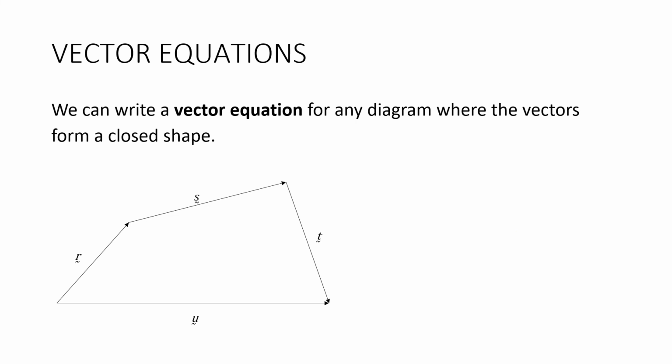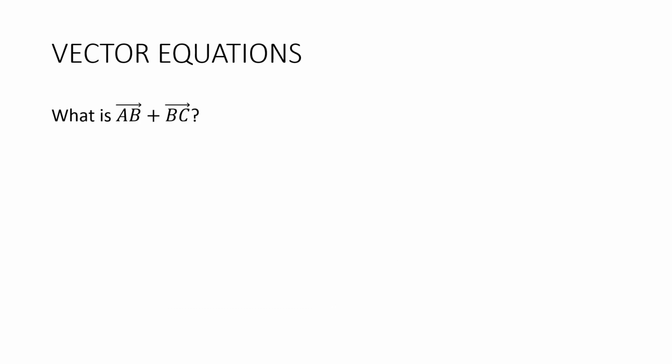Let's finish off with vector equations. We can write a vector equation for any diagram where the vectors form a closed shape. So for example, we could say R plus S plus T is equal to U. And then we can move them all around. So we could say R plus S is equal to U minus T, or R is equal to U minus T minus S. So here's a couple of examples to finish.